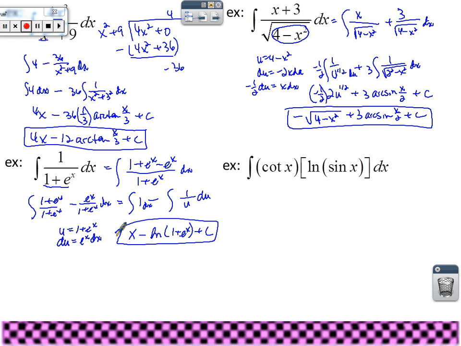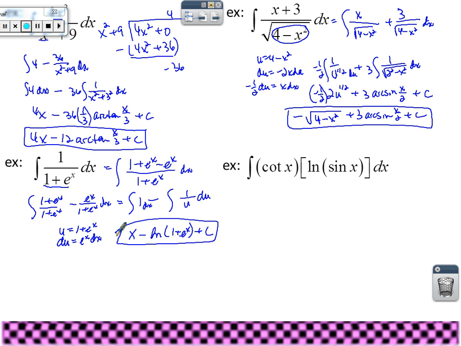Okay, is that good? All right, great. Our last one. Now this one, it's a product. It kind of looks like what we did on Friday, doesn't it? It kind of looks like we might try integration by parts. So it's not going to work, but that's what I think we would try first. So let's go ahead and see what happens.